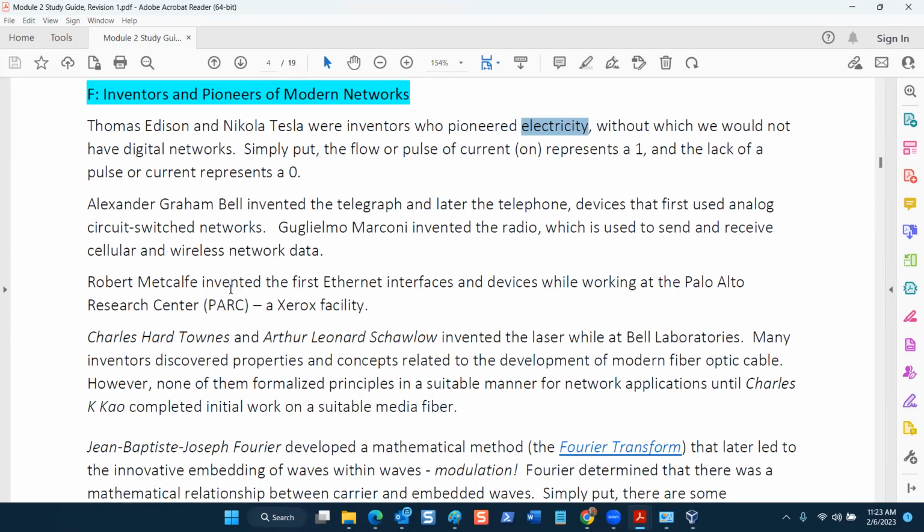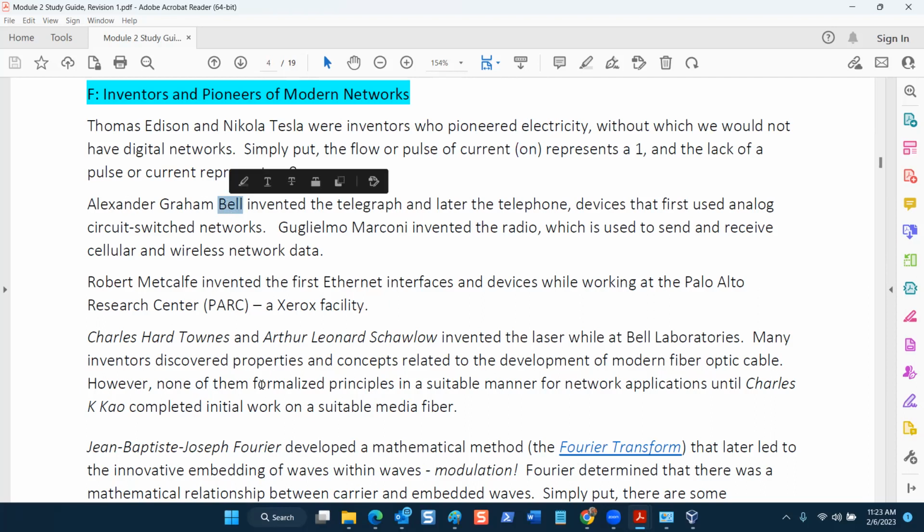And that's important to mention, right? So the flow or pulse of current, where it's on, that represents a 1, and the lack of a pulse or current represents a 0. That's something to remember, is that when we use our internet today, we're standing on the shoulders of giants. And that's actually a quote, I think, that Newton said when people were giving him all sorts of accolades about the laws of motion, right? The 3 laws of physics. He said, "Oh, I'm standing on the shoulders of giants." He was referring to Galileo and some others.